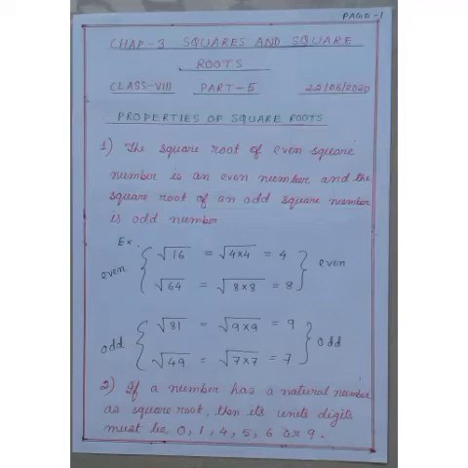This is part 5 of chapter 3, squares and square roots. Today we shall study some properties of square roots. Property number 1: the square root of an even square number is an even number, and the square root of an odd square number is an odd number. Here I have taken some examples.